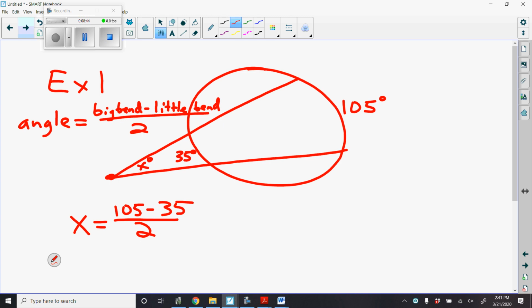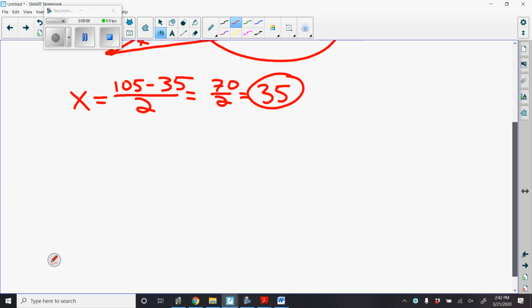Now I notice x is already by itself, so all I have to do is simplify the right side of my equation. 105 minus 35 would be 70 over 2, and 70 divided by 2 is 35. So x ended up equaling 35. Try another example.